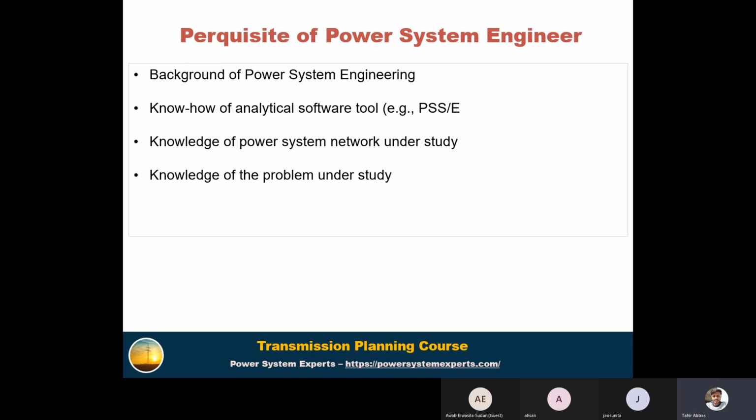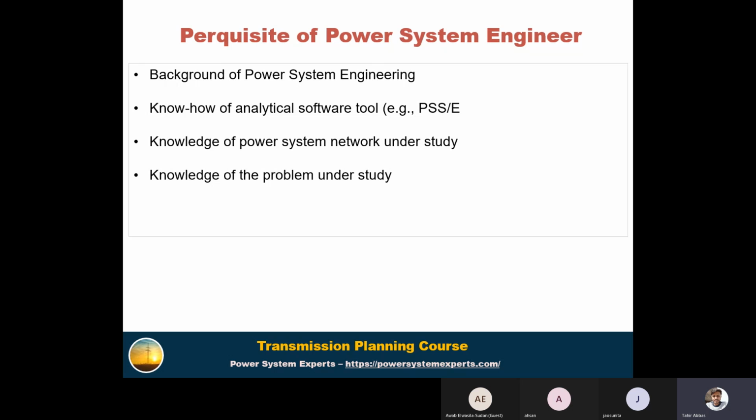As a power system engineer, one must have all these four qualities to become a good solution provider rather than a robotic engineer. The first one is the background of power system engineering. Next is the know-how of an analytical software tool like PSSE or PSCAD or DIgSILENT PowerFactory, any tool. You should have at least one idea, know-how of at least one transmission planning tool. Next is the knowledge of the power system network under study. And the last one is the knowledge of the problem under study.